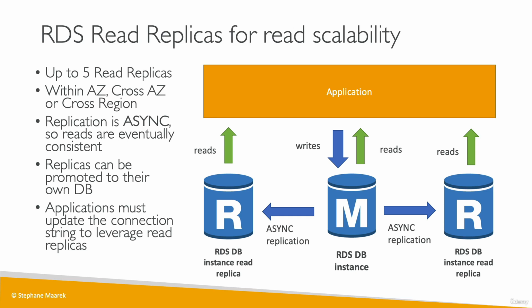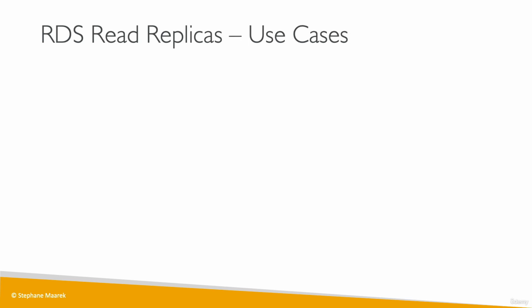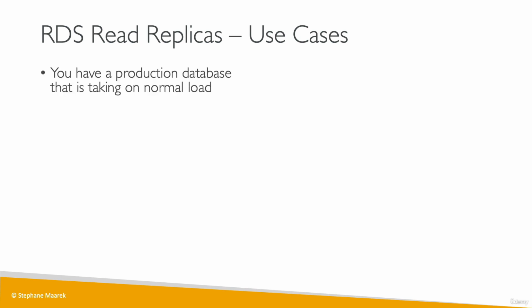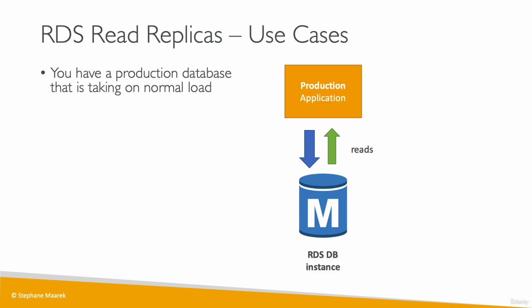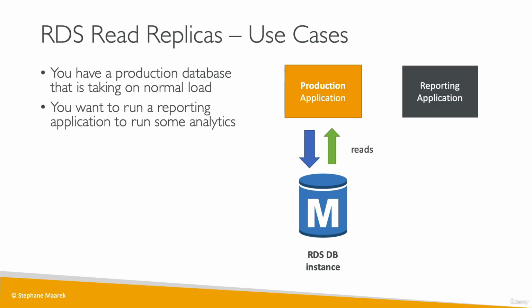Okay, very nice. So let's talk about a classic use case for your read replica. In this example, we have a production database and it is taking on normal load. So here we go. Our production database is having reads and writes to our main RDS database instance. And a new team comes in and says, we want to run some reporting and some analytics on top of your data. And so if you plug in that reporting application onto the main RDS database instance, then it's going to overload it and possibly slow down the production application. And you don't want that.